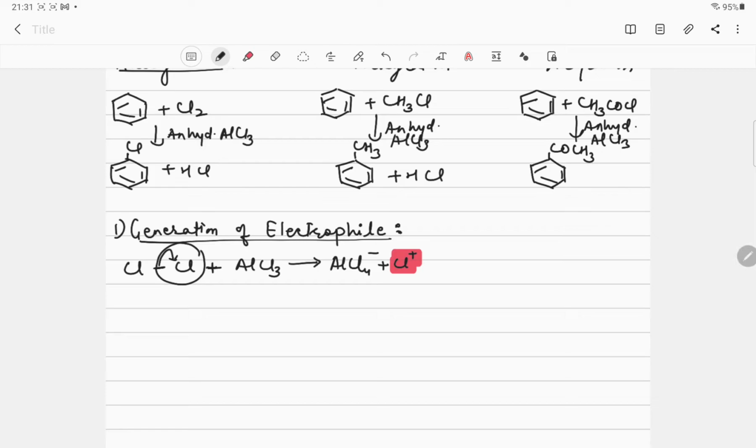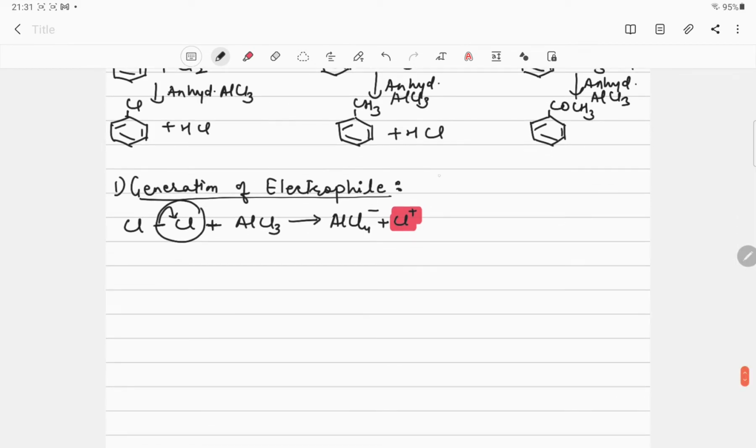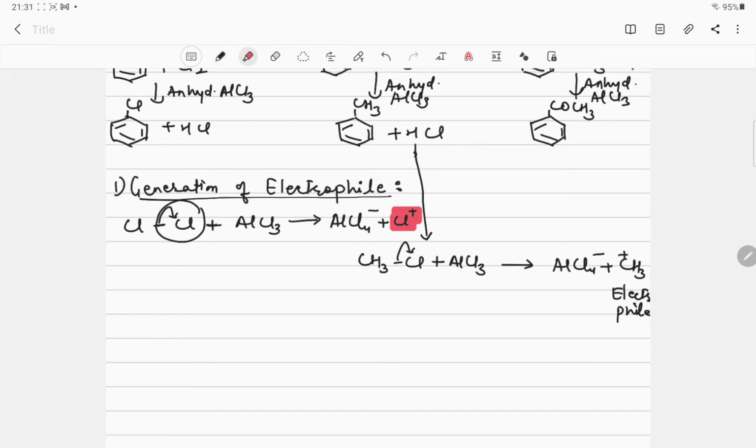Say for example, we are doing it in the Friedel-Crafts alkylation. What will be in the Friedel-Crafts alkylation? The step can be written in this way. Here we are taking CH3Cl. AlCl3 will cause the heterolytic cleavage of this bond. Chlorine, being more electronegative, will be carrying this pair of electrons with it, and that's how it will be converted to AlCl4 minus plus methyl carbocation. So this is the electrophile generated. Methyl carbocation is the electrophile here.